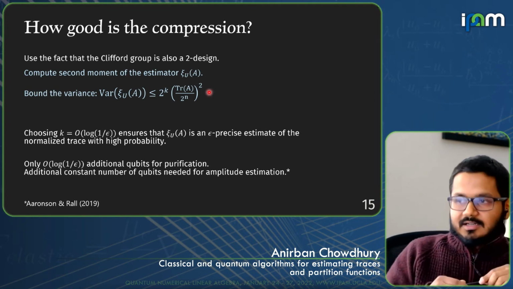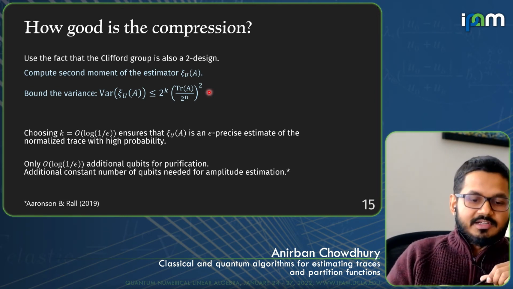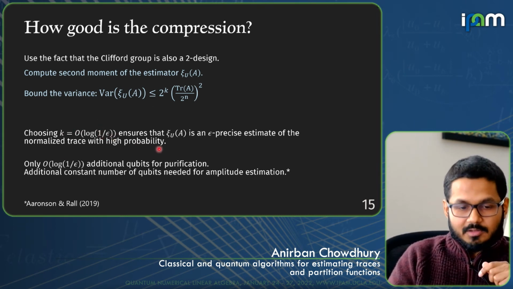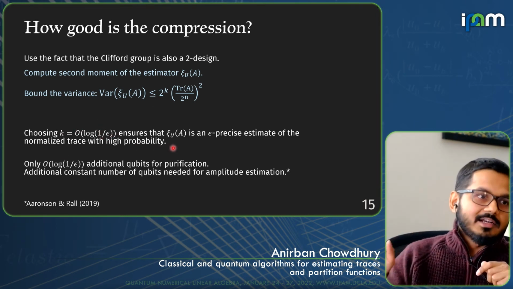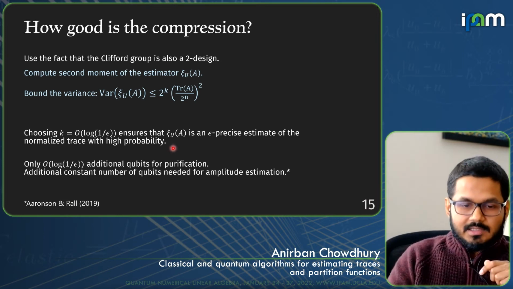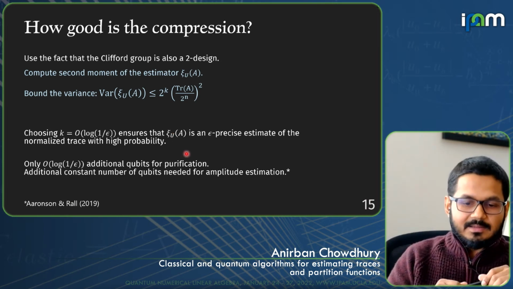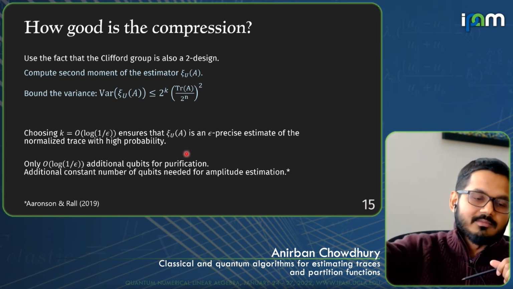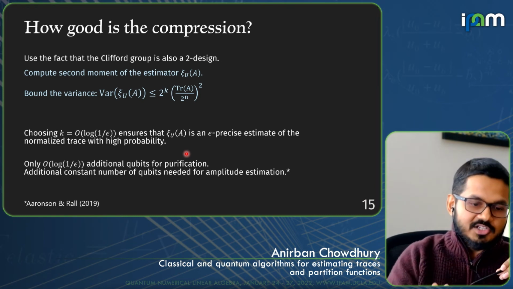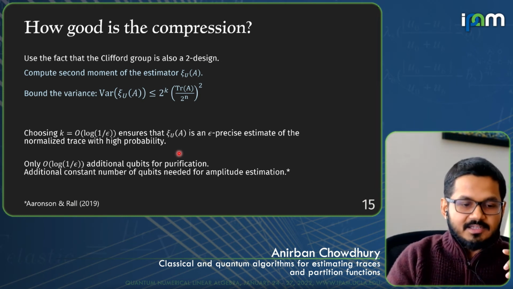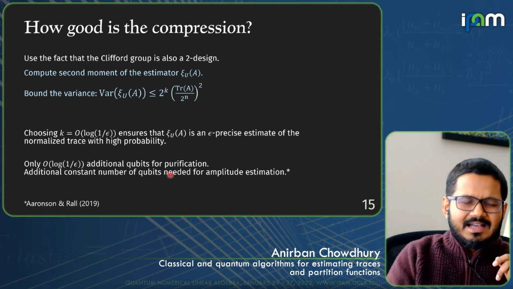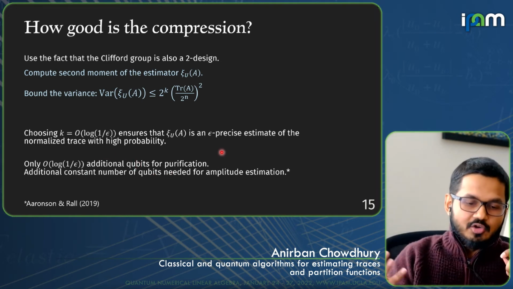Now, using standard inequalities such as the Chebyshev inequality, you can ensure that if you choose your k to be something that scales with log 1 over epsilon, for any randomly chosen Clifford unitary U, this Z_U of A will be an epsilon-precise estimate of the normalized trace with high probability. So that's it. Just choose one random Clifford and then choose your k large enough and you're done. And then estimate this, and this gives you an estimate of the trace. So the key point is you need only O(log 1 over epsilon) additional qubits for purification. And this helps you reduce how many more qubits you needed.